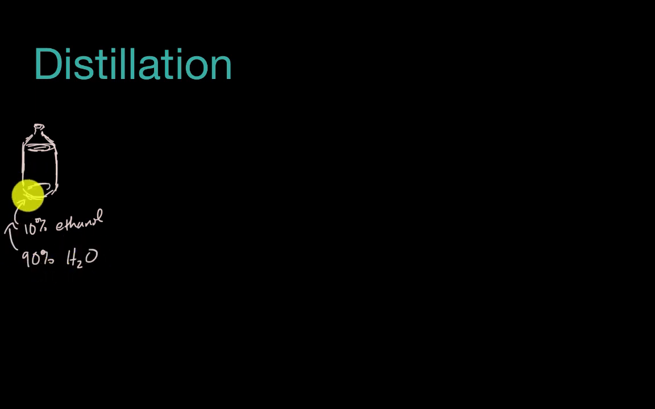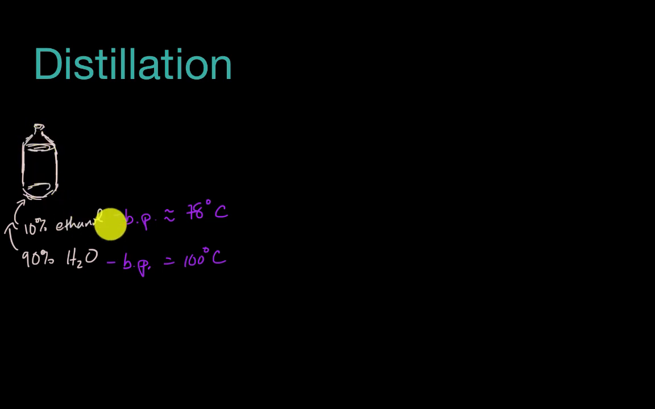And what we want to do is figure out a way that we can get something that has 15% or 20 or 30% ethanol. How would we do it? Well, the answer lies in the fact that ethanol and water have different boiling points. For example, the boiling point of ethanol is approximately 78 degrees Celsius, while the boiling point of water is 100 degrees Celsius. And so a mixture of ethanol and water is going to have a boiling point someplace in between.